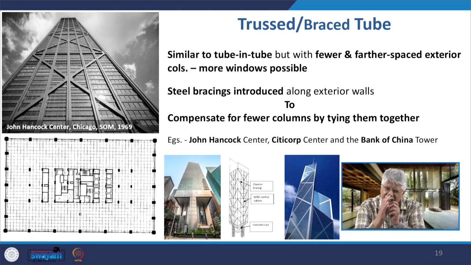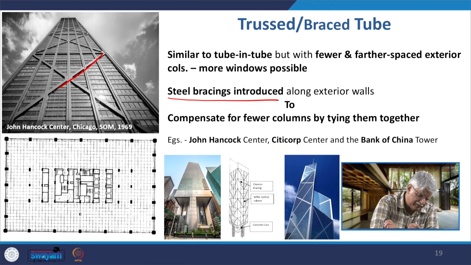It is a very dense series of structural members, beams and columns, and window space becomes smaller, and it works like a tube. But in this case they have increased the space between the columns. There are fewer and farther spaced exterior columns to provide for more window space. But when that happens, they have provided these steel bracings. These steel bracings have been provided like this along the exterior walls to compensate for the fewer columns by tying them together using the bracing.